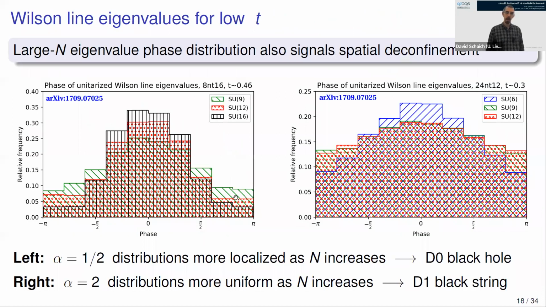We can also look at these transitions by monitoring the behavior of the complex phases of the eigenvalues of those Wilson lines. So the Wilson line is an N by N matrix. We diagonalize it, look at the complex phase of its eigenvalues, and depending on the spatially confined or spatially deconfined phase, the eigenvalue phase distribution has two distinct behaviors.